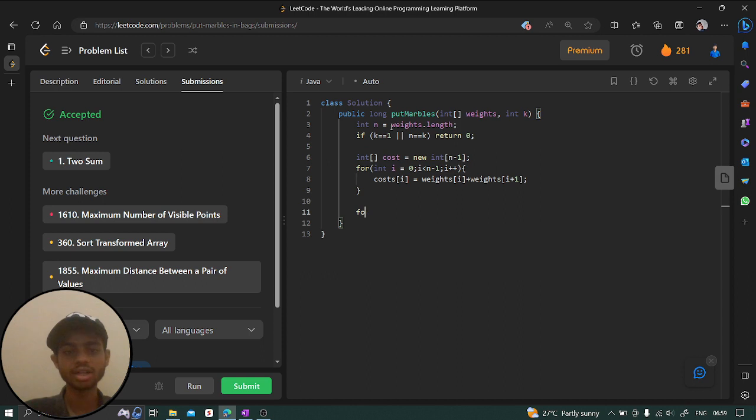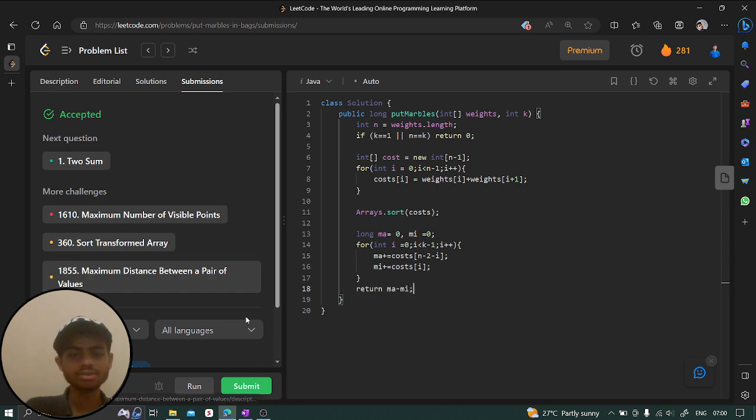Right. Once this is done, we have stored this, so we can say arrays dot sort, and we have to pass this cost array. After that, let's say long maximum is 0, minimum is 0. Now we are going to say for int i is equal to 0, i less than k minus 1. We have to draw at max k minus 1 lines, and here we can say maximum calculating from the last side, so cost of n minus 2 minus i, right? And we can say minimum is going to be starting from the front, which is cost of 0, right? And we have to say cost of 0 not i, which is for each iteration. After that, we have to return maximum minus minimum. So let's see whether it's working fine or not.